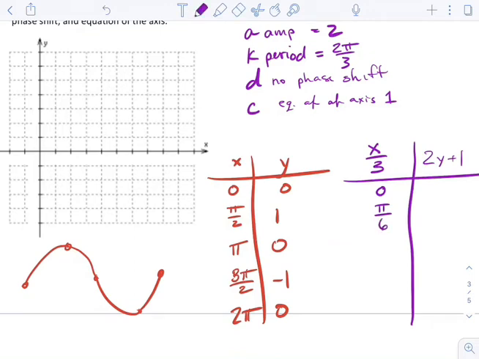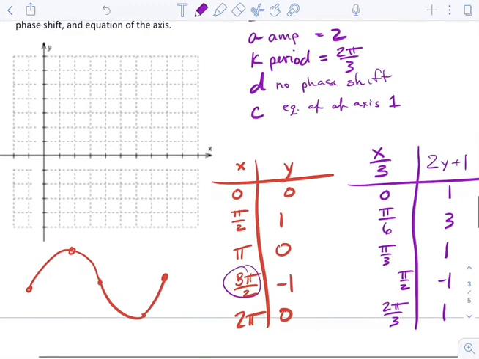Next one we have pi divided by 3, which is just pi over 3. Next we have 3 pi over 2 divided by 3. Well, that's 3 pi over 6, which I can just make pi over 2 if I reduce it. And the last one, 2 pi divided by 3 is just 2 pi over 3. Y values multiply by 2 and add 1. Like so. And let's plot these onto our grid.